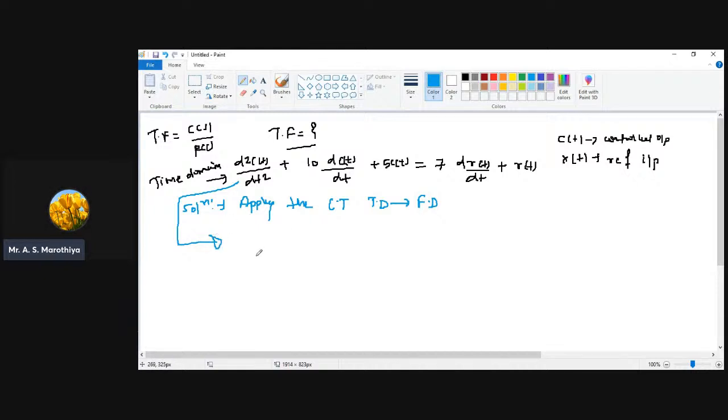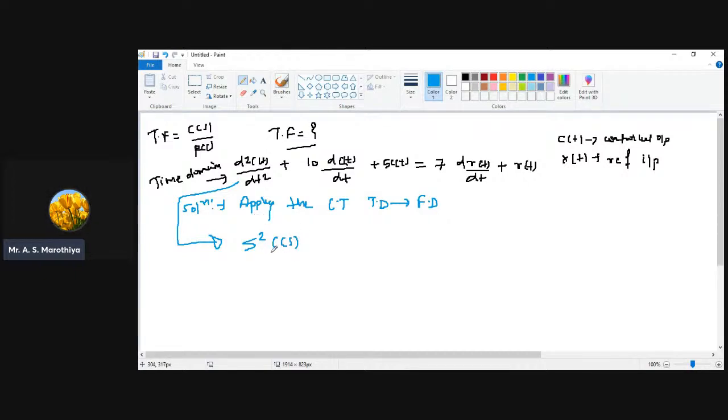write in frequency domain. So this is going to be equals to what? S square times c of s. I hope this is clear to everyone, because here we have assumed that all initial conditions to be 0. So s, then here we need to take c of 0, then c dash of 0, and all initial conditions are nothing but 0. So c of 0 and c dash of 0 are nothing but 0.